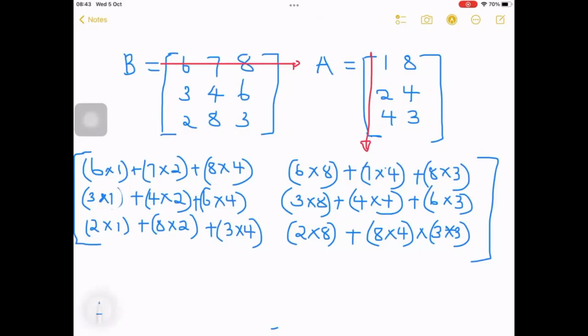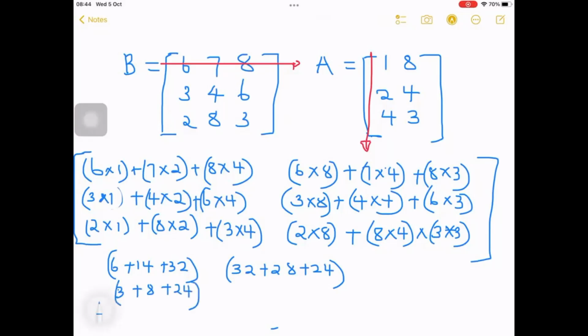Six plus 14 plus 32, 32 plus 28 plus 24, 3 plus 8 plus 24, 24 plus 16 plus 18, 2 plus 16 plus 12, 16 plus 32 plus 9.